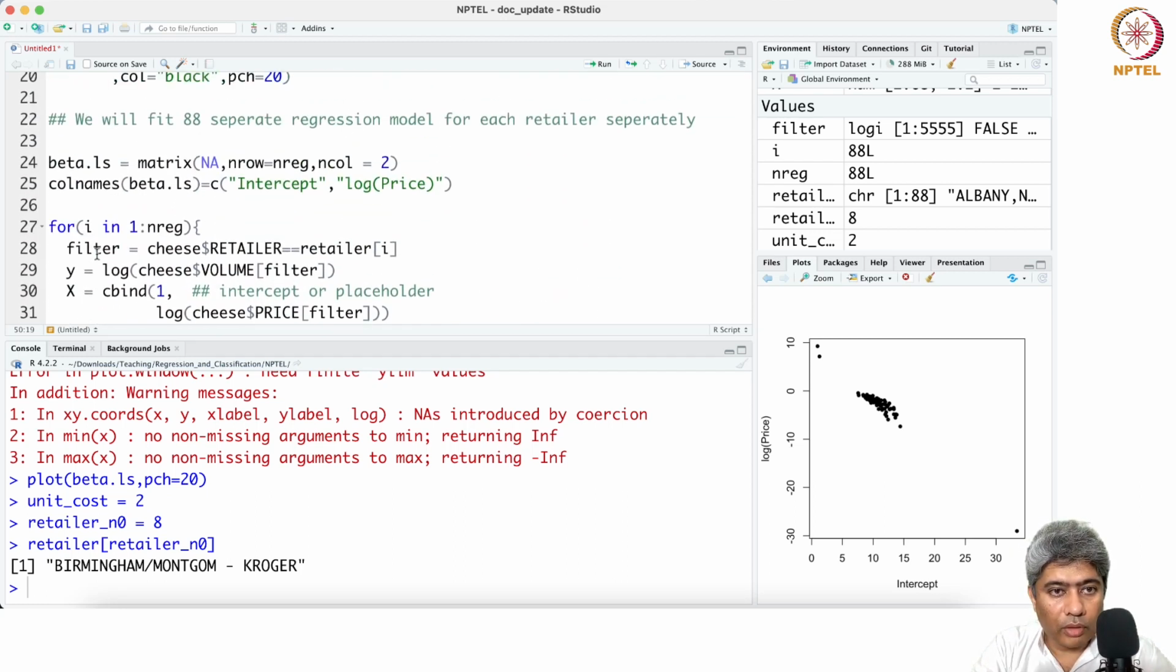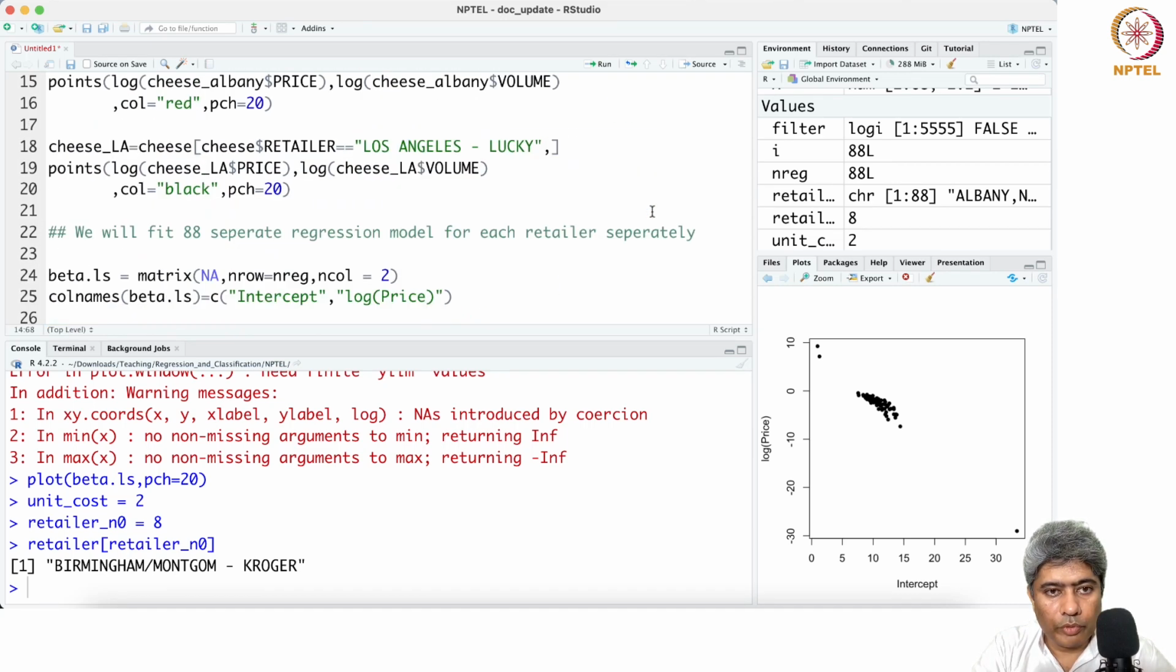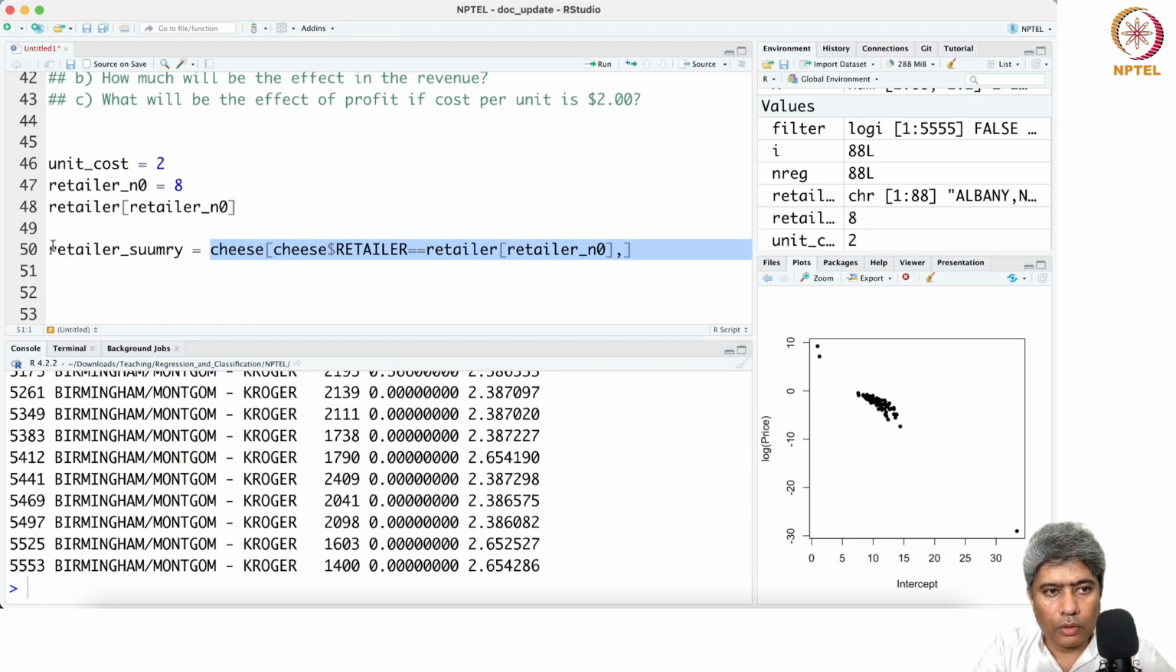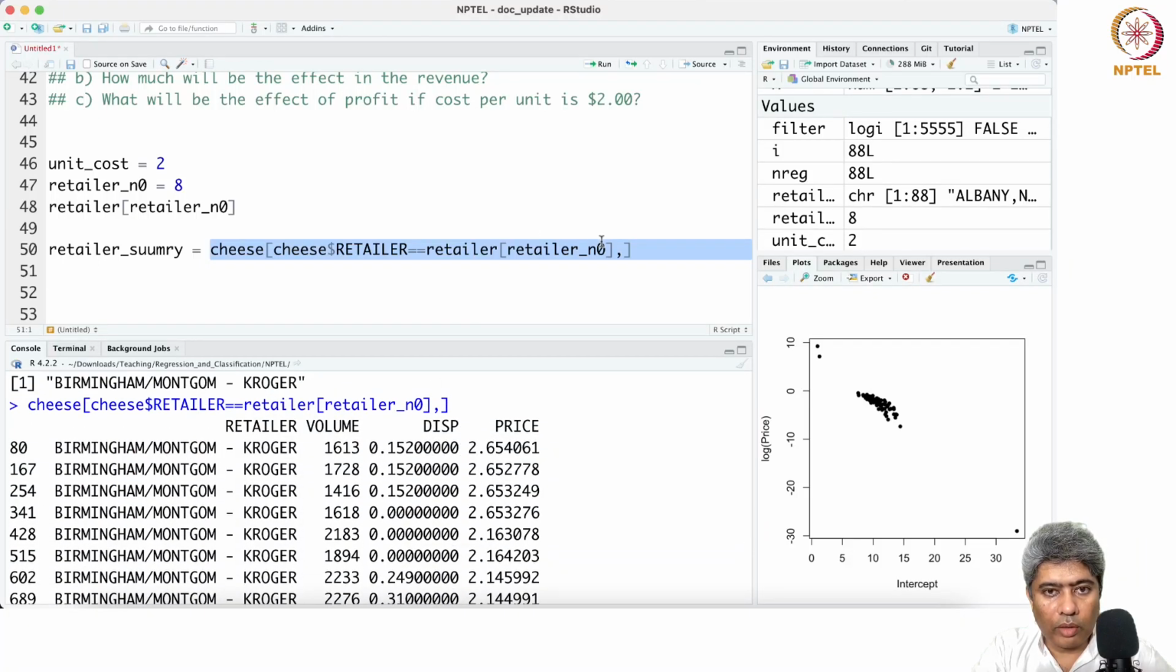So the first thing I'm going to do is take the data for this retailer with the retailer number, and in that I'm particularly interested in columns 2 to 4: volume, display and price.